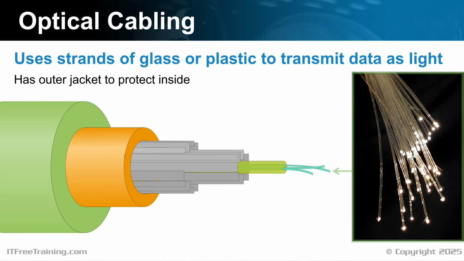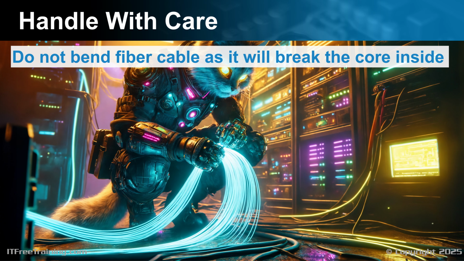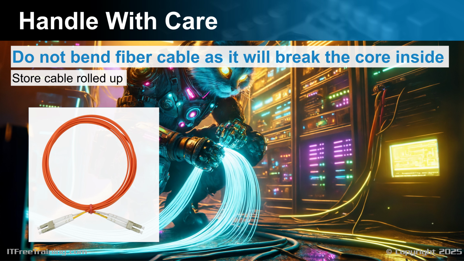The cable has an outer sheath to protect the strands inside. The strands can be anywhere from 8 to 50 microns wide, so they are very thin and very fragile. When working with fiber cables, do not bend the fiber cable, as doing so will break the core inside. Also, when storing the cable, it needs to be rolled up. When you purchase them, they should be rolled like this one. If they are not rolled up correctly, I would not buy them.